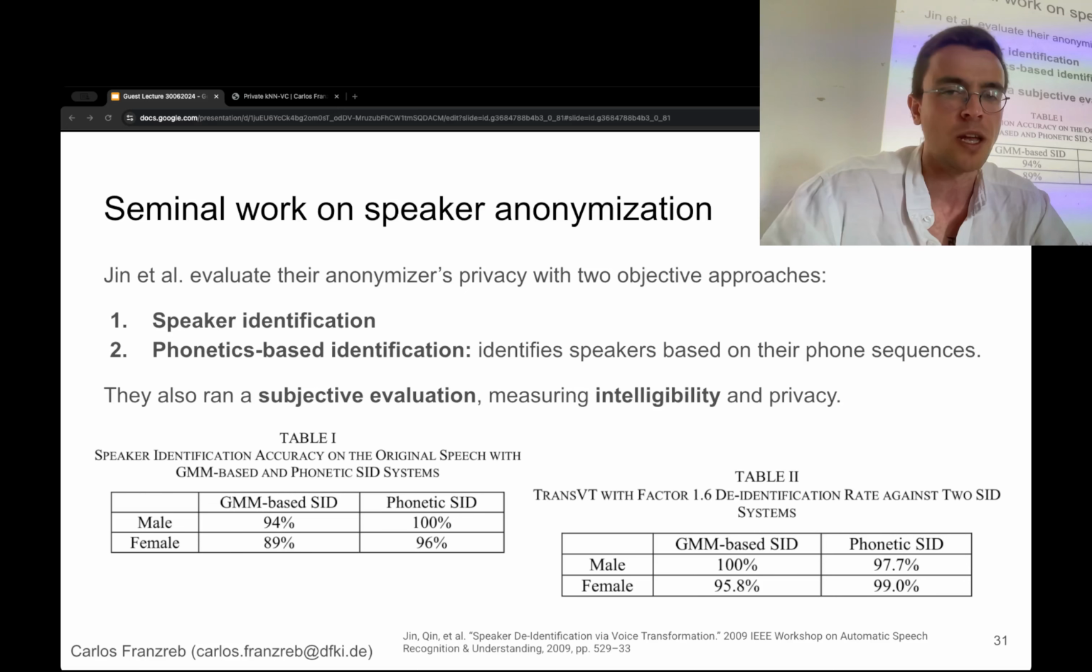Table 2 shows the de-identification rate, so the percentage of times that they were not able to identify the speaker, and you see that they are all really high, so they're showing that their conversion approach worked really well.